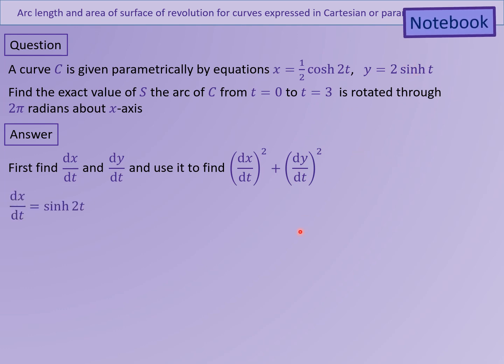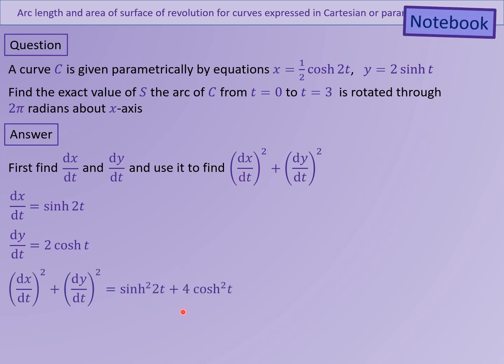So what do I end up with? I end up with sinh 2t there, and for this one differentiated, I'm just going to get 2 cosh t. So there we go, I've sorted both of those out. What I can do now is square them and add them together. So I'm going to get sinh squared 2t plus 4 cosh squared t. Right, so I've simplified those.